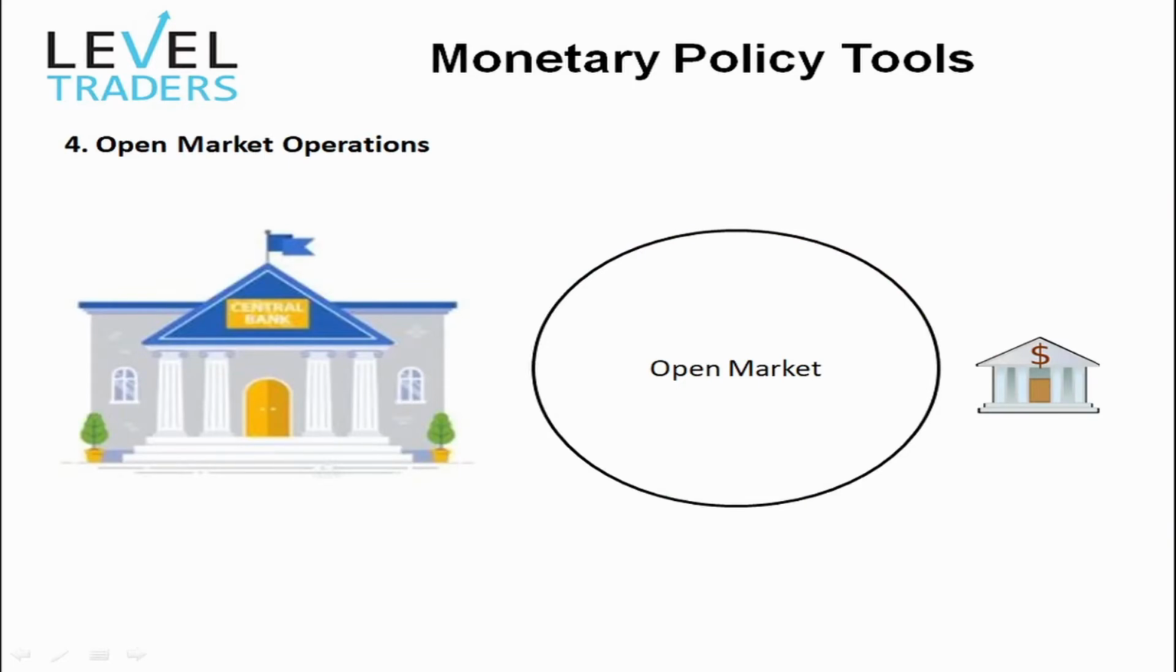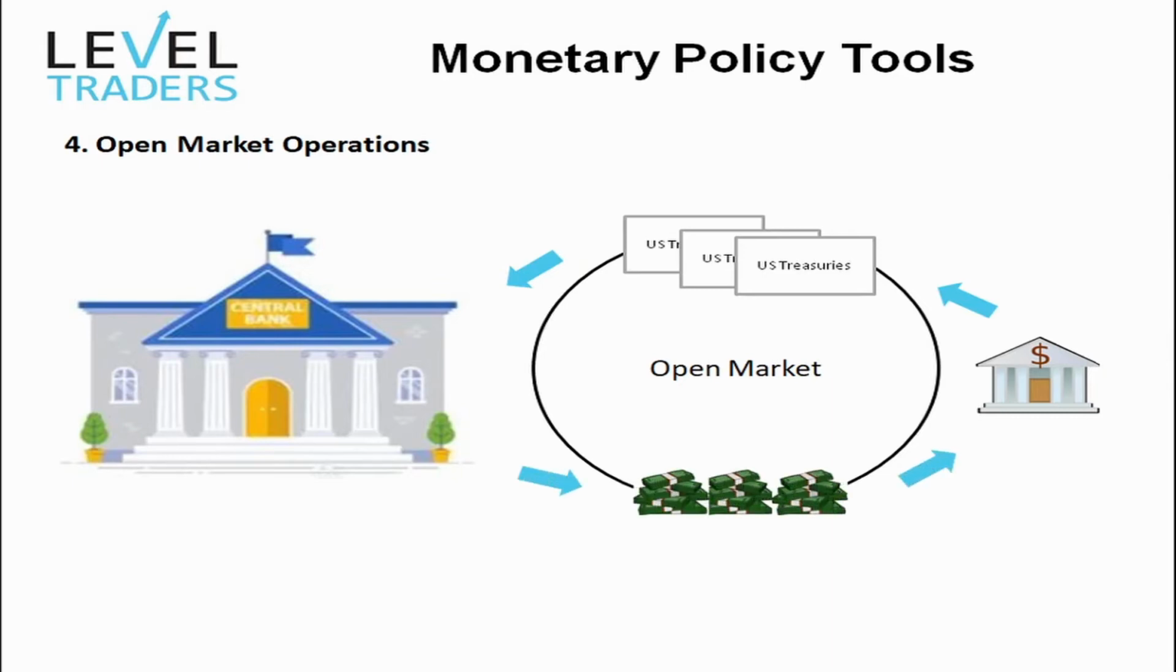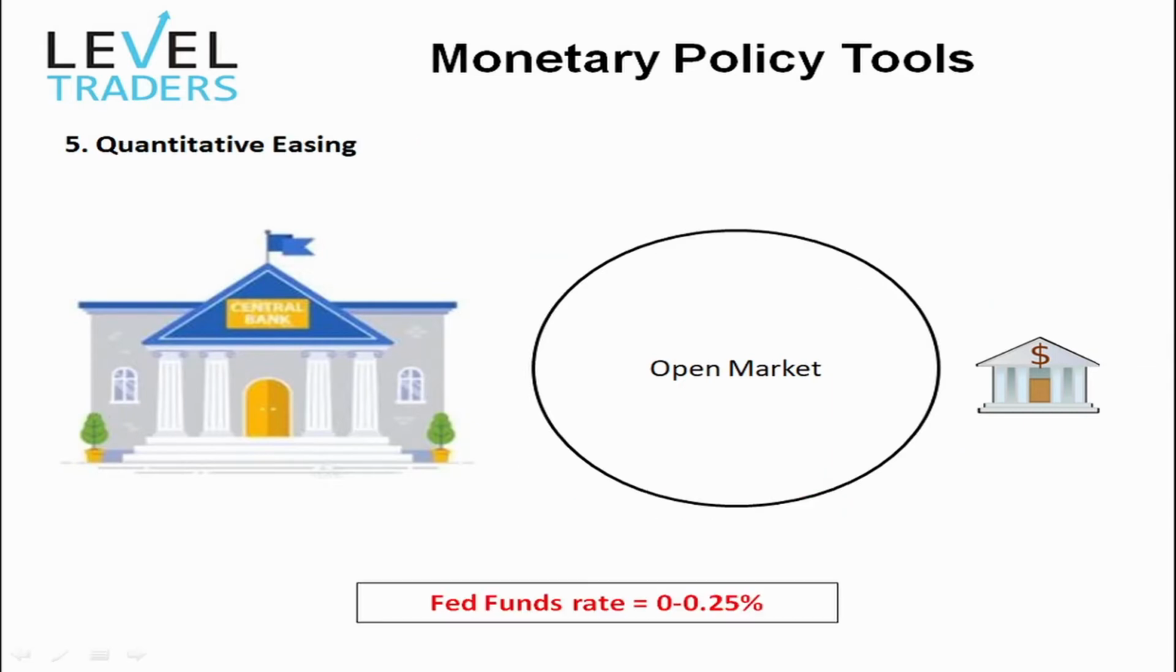Then we have open market operations. This is the fourth tool that the central bank has. This is where the Fed buys and sells US treasuries on the open market in order to control money supply. If the Fed buys treasuries from banks in exchange for cash, it's increasing money supply, versus if it sells treasuries to try and reduce money supply, i.e. it tries to bring cash back into the central bank.